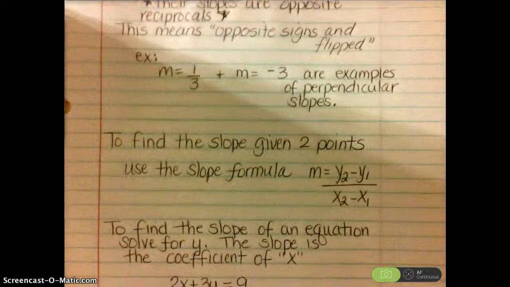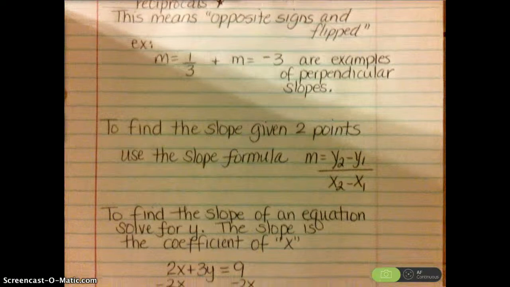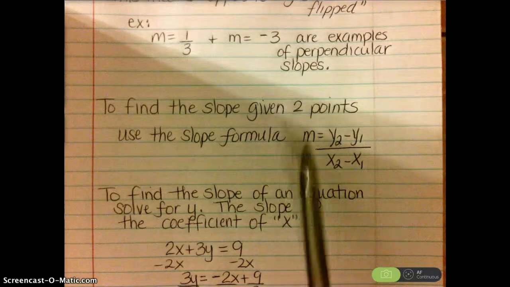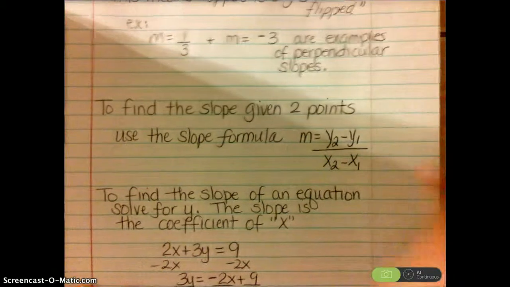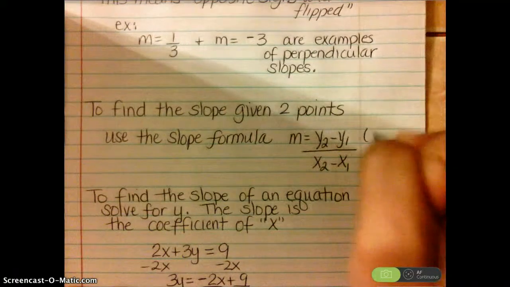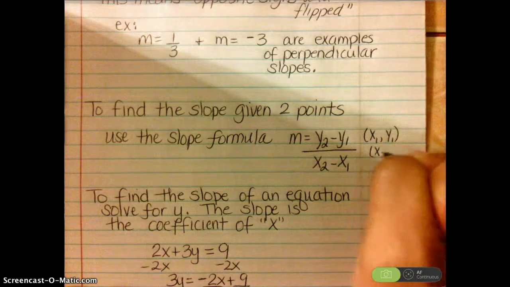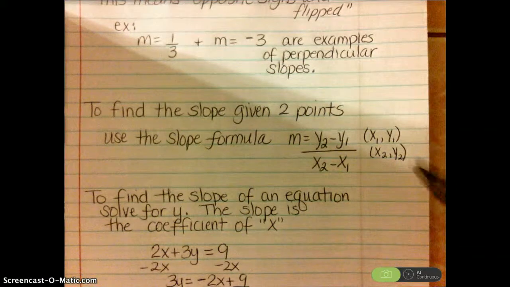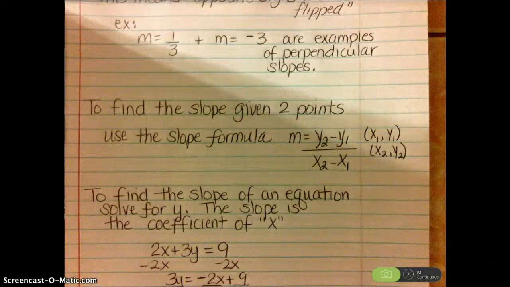Now, if you remember from middle school, to find the slope given 2 points, we use the slope formula. And I think we've actually talked about this earlier in the year. But your slope formula is m equals y2 minus y1 divided by x2 minus x1. And your ordered pairs are written in the form of x1, y1 and x2, y2. And this is nothing new because we've used this x sub 1 and y sub 1, x sub 2 and y sub 2 when we were using the distance formula.